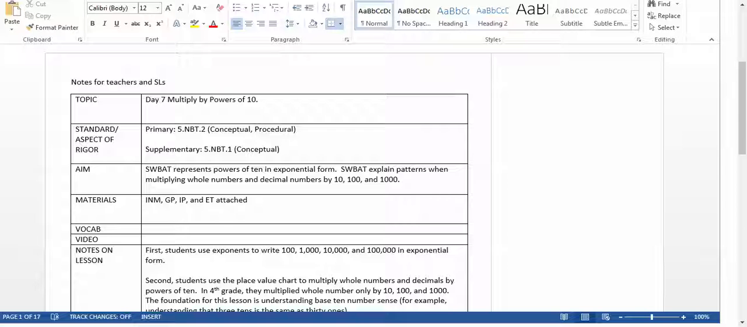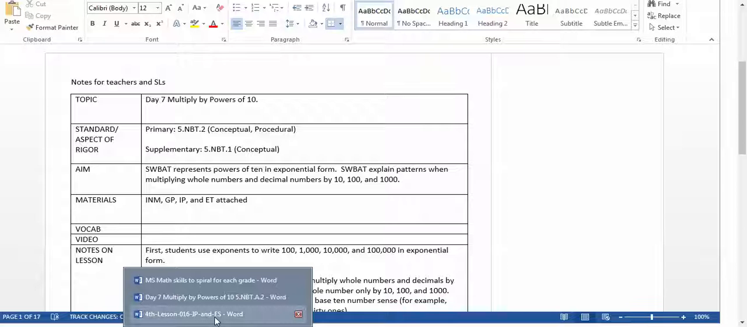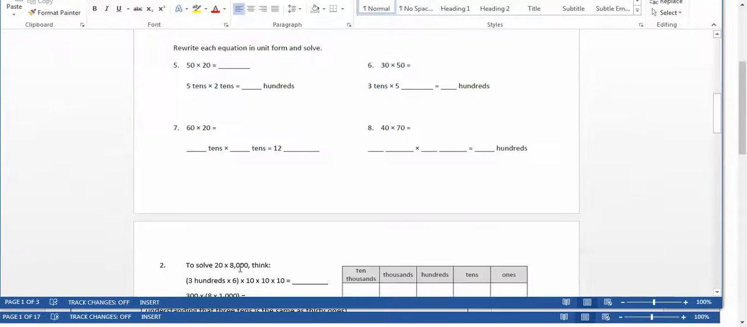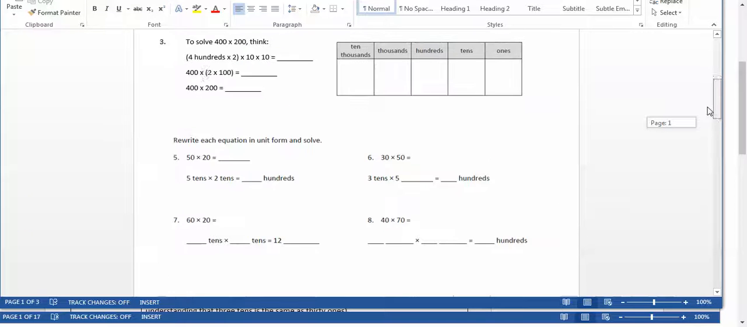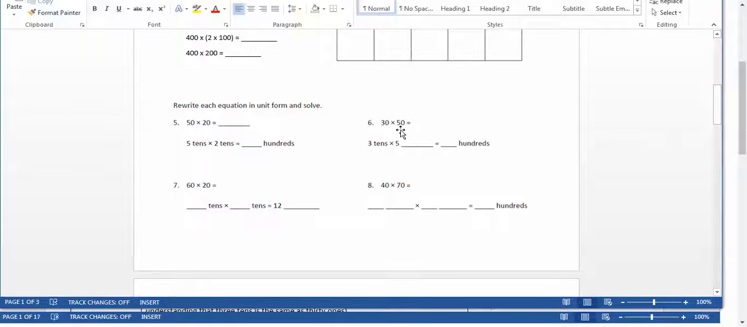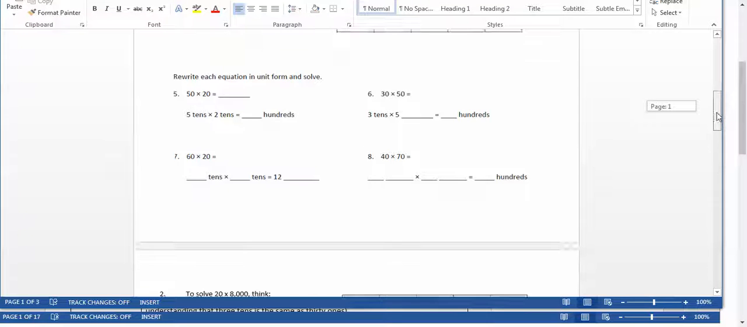And they start to notice a pattern there that every single time there were the same number of zeros as there were in that power of 10. Gradually throughout the course of the year, they learned more and more conceptual skills, and even got to some pretty procedural fluency. By the end, they were also multiplying something like 30 times 50. We're recognizing this as 3 tens times 5 tens. 3 times 5 is 15. 10 times 10 is 100, right? And so then they would write 15 hundreds, which is the same as 1,500.